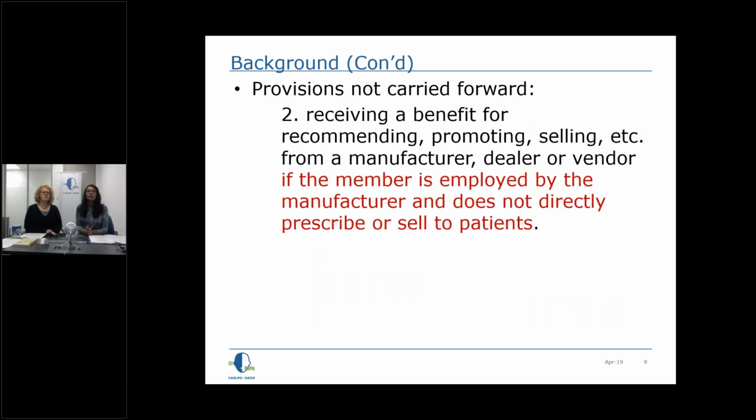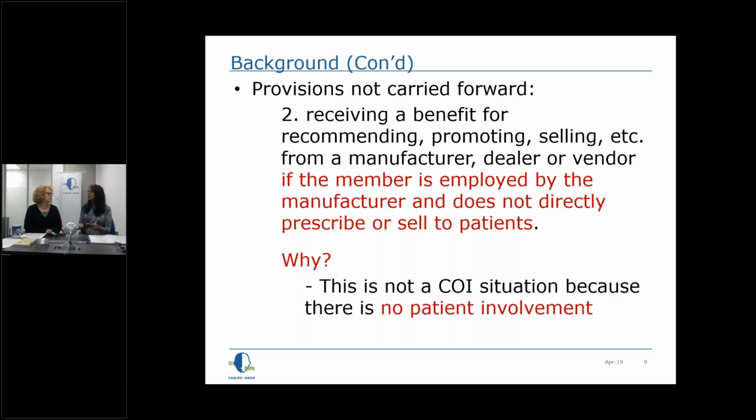The other provision that wasn't carried forward was the requirement that should a member be employed by a manufacturer who did not directly prescribe or sell to patients, in the event that they received a benefit for recommending, promoting, or selling a product from that manufacturer, they would have to disclose that. And they couldn't actually do that type of business in that particular employment environment. That really ultimately didn't seem like a conflict of interest, principally because there was no direct patient involvement.